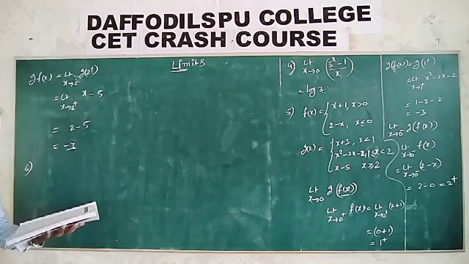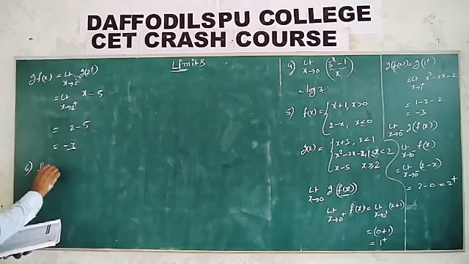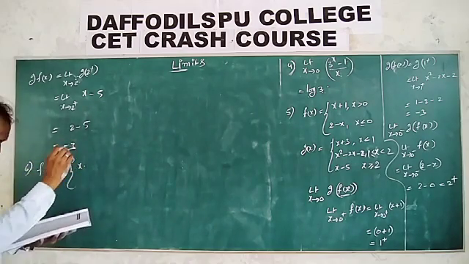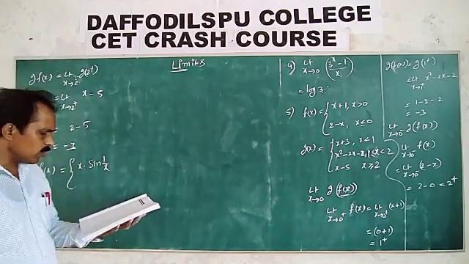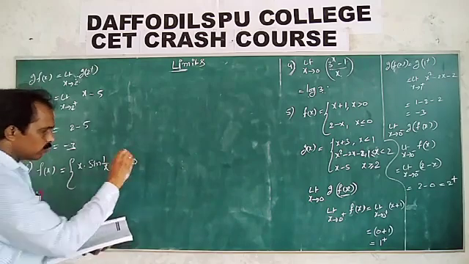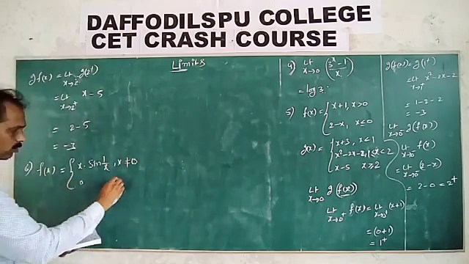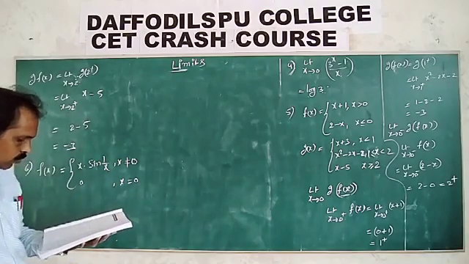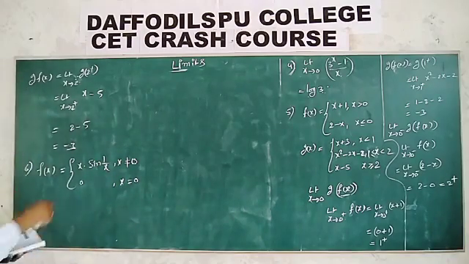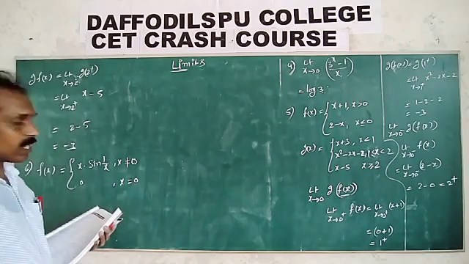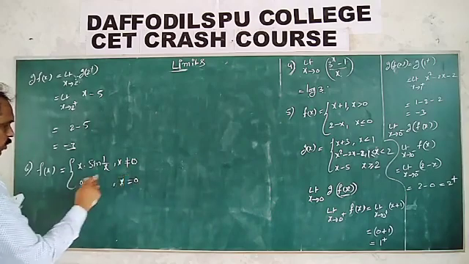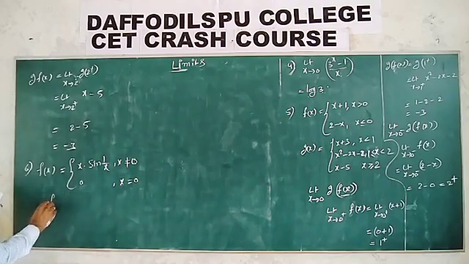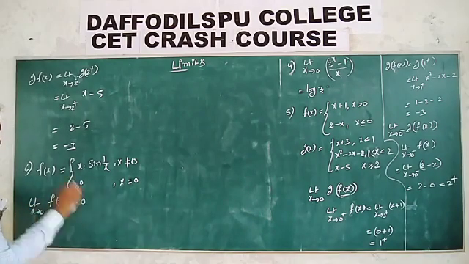Limit x tends to 0 of x into sin 1 by x when x is not equal to 0, and 0 if x is equal to 0. Suppose we check any one limit, left hand limit or right hand limit. At x equal to 0, what is the answer? f of 0 is 0, so the limit as x tends to 0 of f of x should be equal to 0.